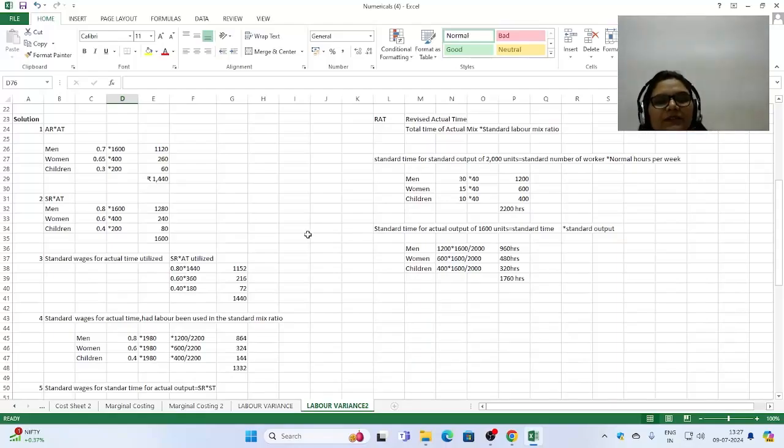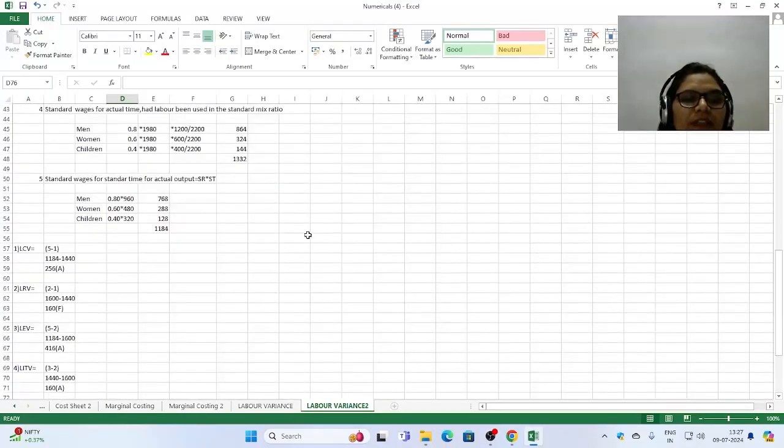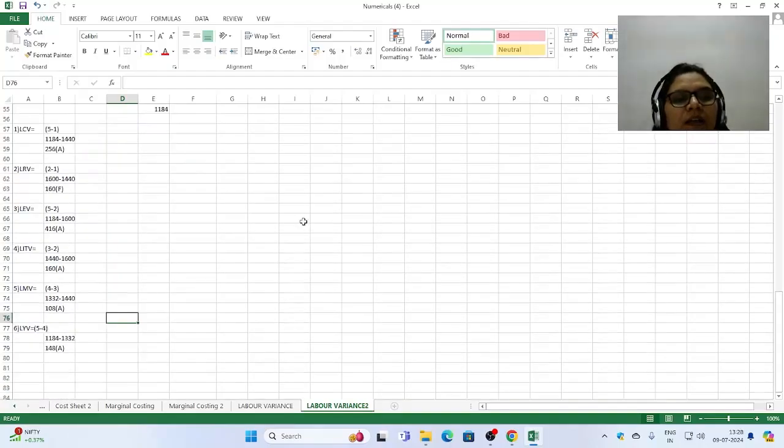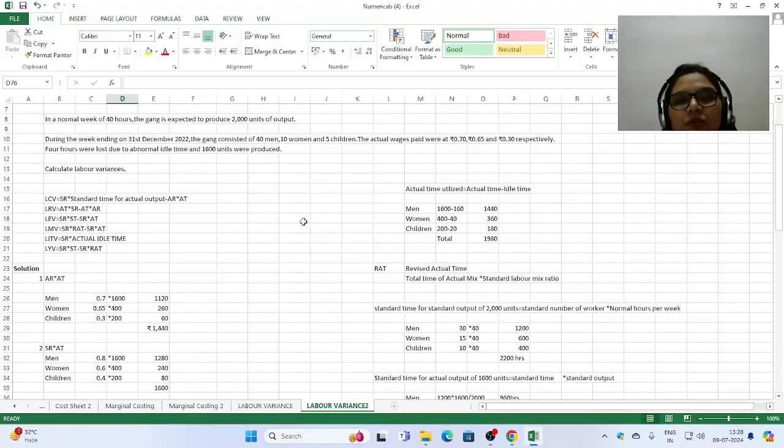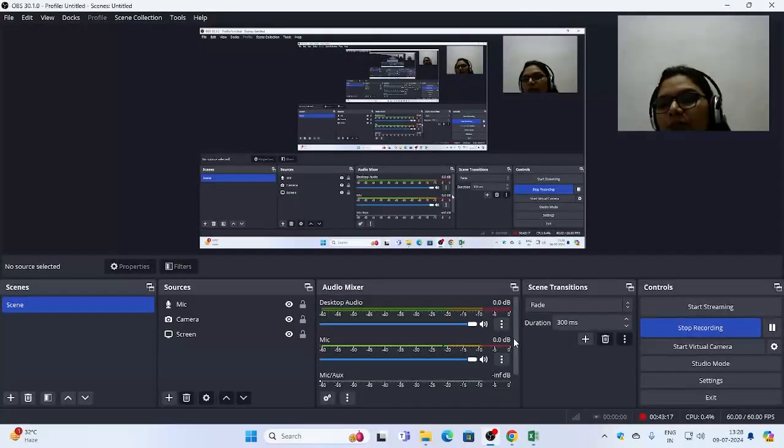We have calculated all the values related to labor variances. Now there were so many calculations, but what usually students fear is that there is so much calculation. But if you do the calculation this way, first finding out what value you need to calculate in the formula, and calculating them one by one, you are solving the question step by step, so definitely there won't be any kind of problem in solving the question.